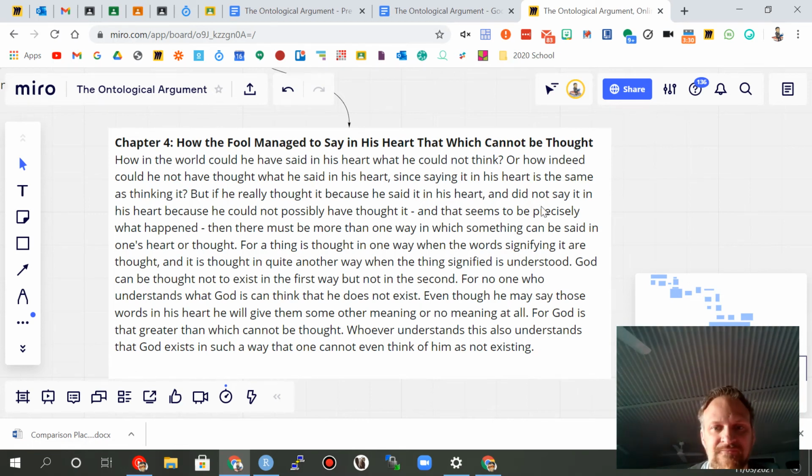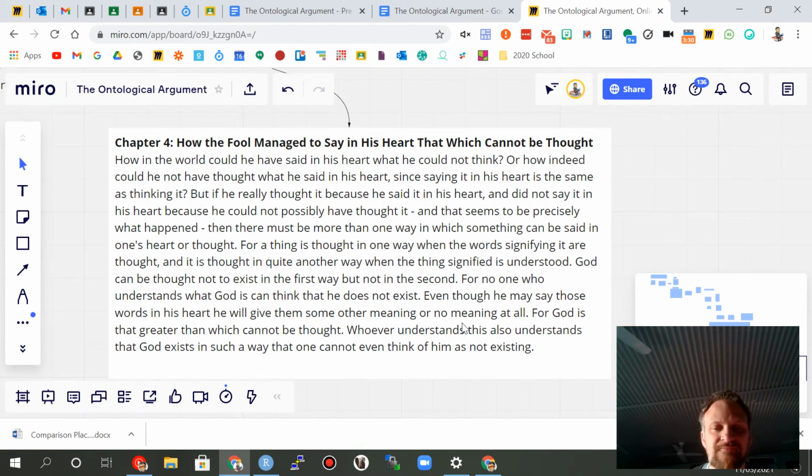Take a note. "Even though he may say those words in his heart, he will give them some other meaning or no meaning at all." So in other words, he's saying if he properly understands the meaning of God and what God is, then he has to conclude that God exists. He may say that God does not exist, but his heart may think something different.